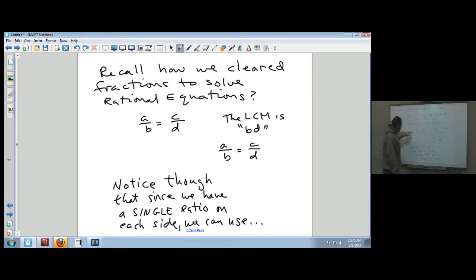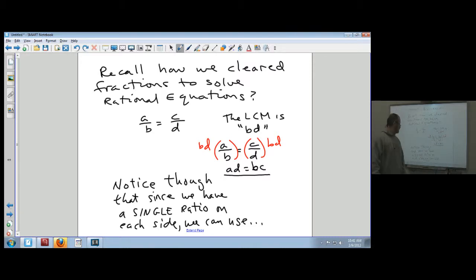Ladies and gentlemen, we have A over B equals C over D. Now, if we clear fractions the way that we learned in the previous sections, we would look at the LCM as BD. We multiply both sides by BD. On the left, the B's cancel, so we end up with AD. On the right, the D's cancel, so we end up with BC.